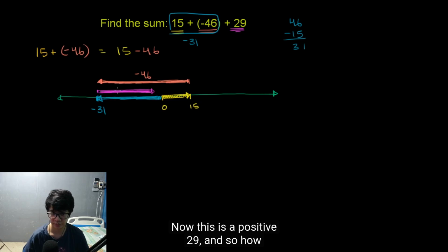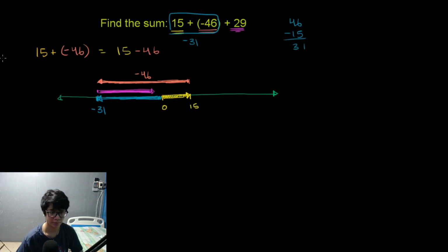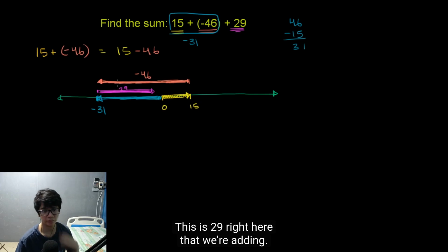So now this is a positive 29. And so how do we figure out what this is? So this is going to land us at some number. This is 29 right here that we're adding.